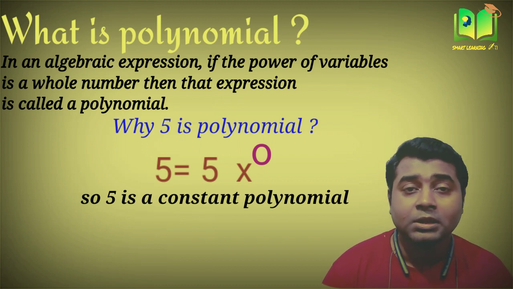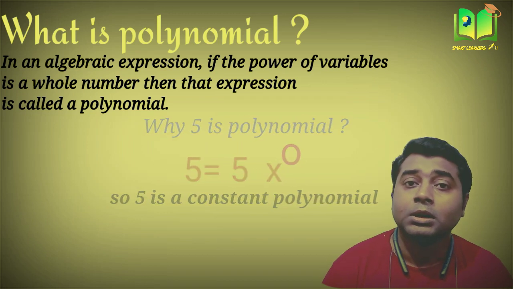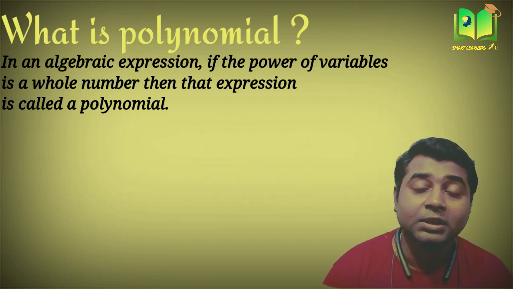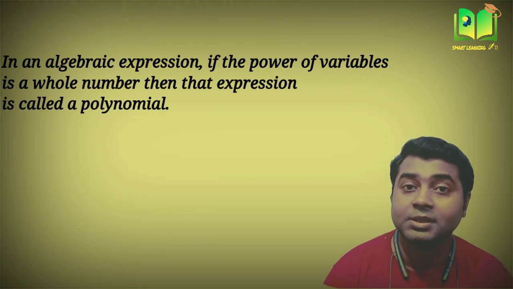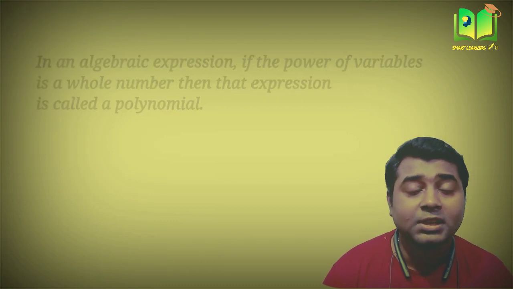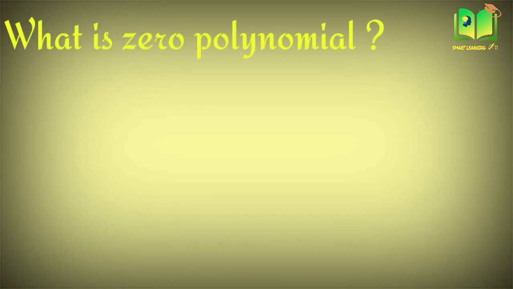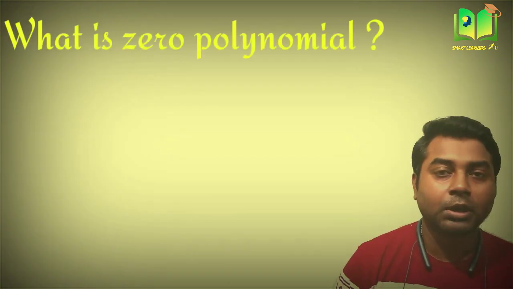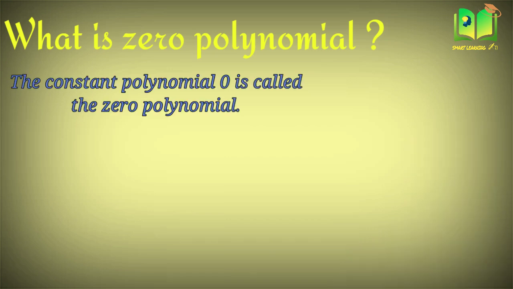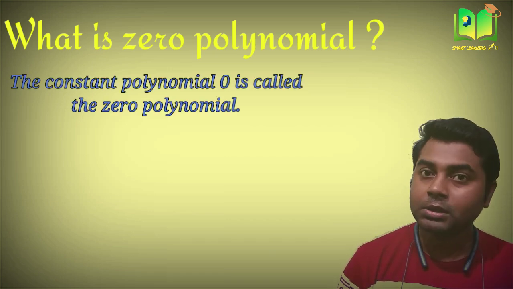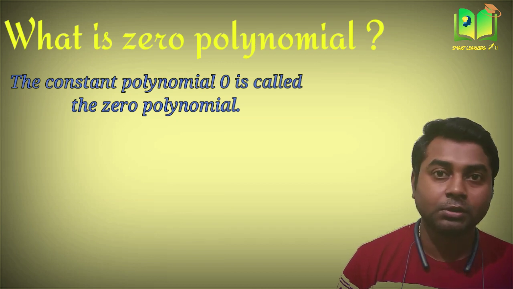Now we will learn the types of polynomial and the exceptional cases, which algebraic expressions we can't take as a polynomial. We will discuss everything in this. Now we will learn what a zero polynomial is. Actually zero polynomial is nothing. A constant polynomial 0 is called the zero polynomial. So write it down in your copy.